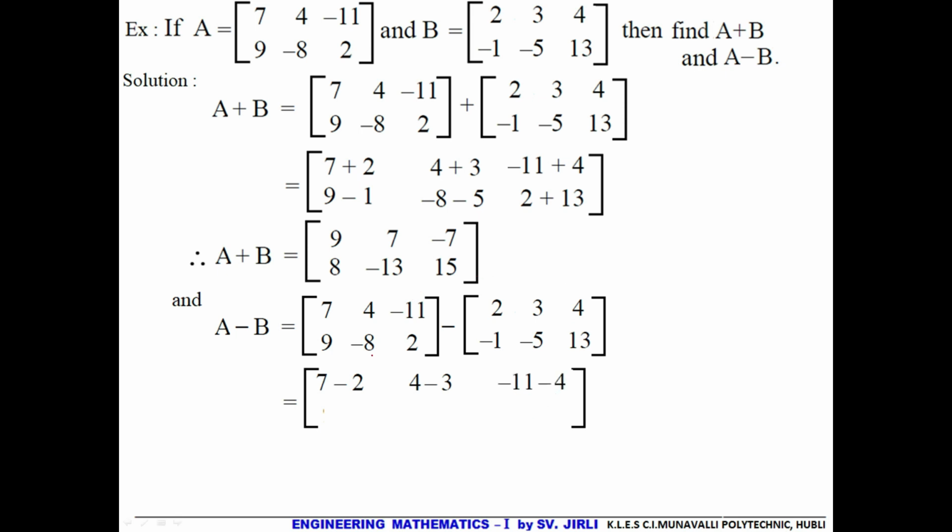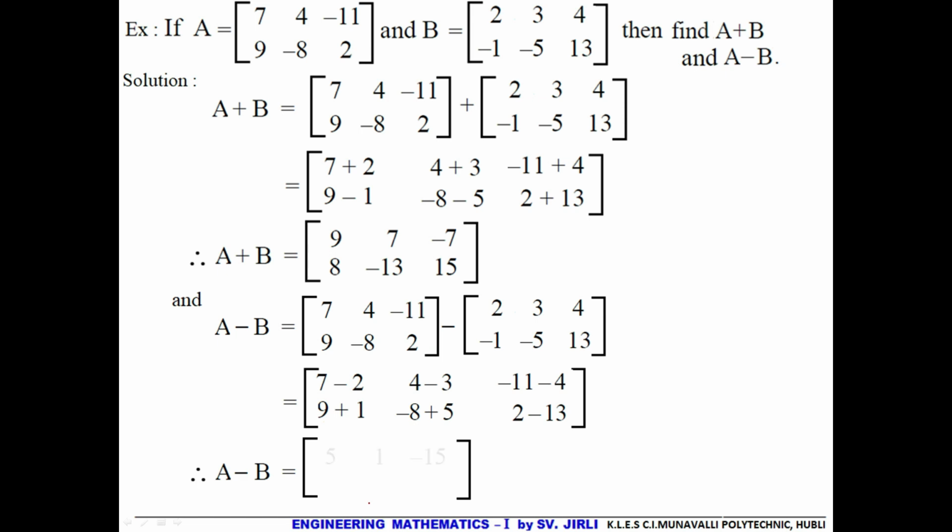Second row is 9 minus of minus 1 becomes plus 1, minus into minus plus, 9 plus 1. Please observe the next number. Minus 8 minus of minus 5 is plus 5, minus 8 plus 5. The next number 2 minus 13. Therefore, A minus B equal to. Subtraction of two numbers. Try to answer yourself and compare the answer.